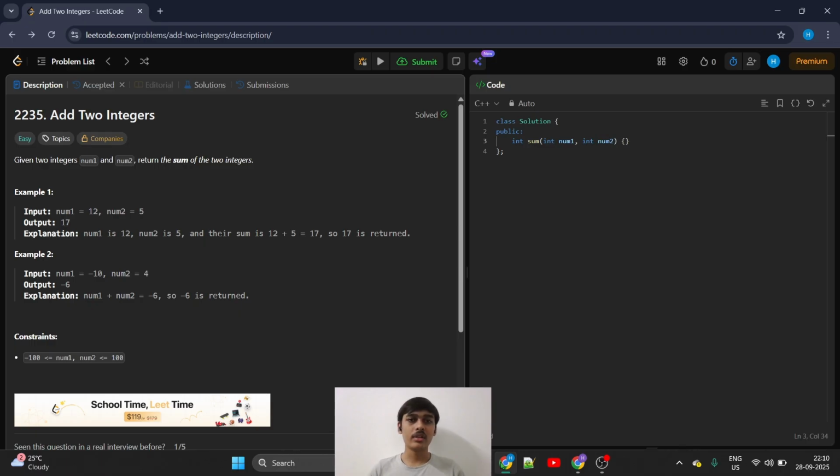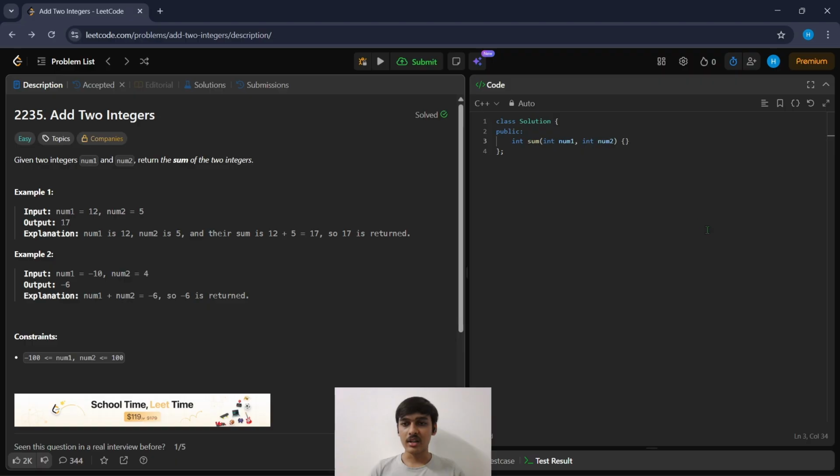Here are two examples. In the first example, the input is num1 equals 12 and num2 equals 5, and the output is 17. In the second example, the input is num1 equals minus 10 and num2 equals 4, and the output of this example is minus 6.